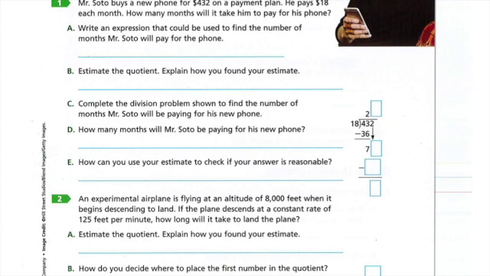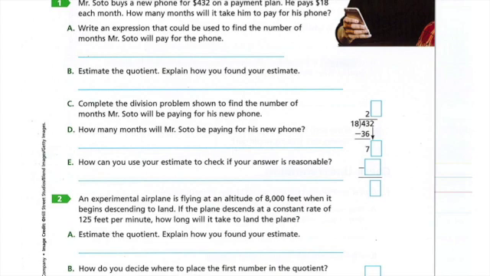All right, number 1, Mr. Soto buys a new phone for $432 on a payment plan. He pays $18 each month. How many months will it take him to pay for his new phone? Write an expression that could be used to find the number of months Mr. Soto will pay for the phone.